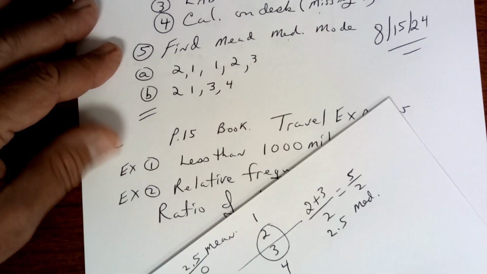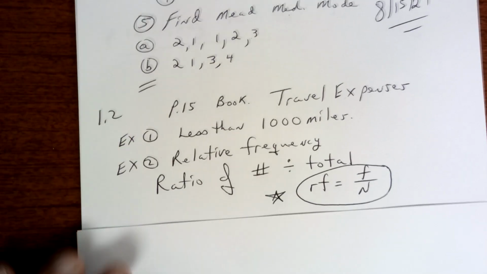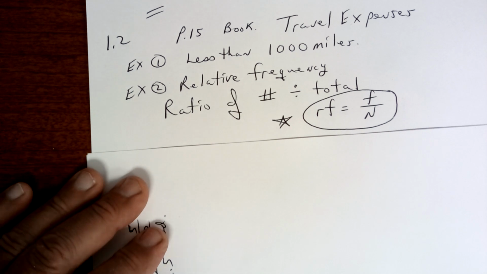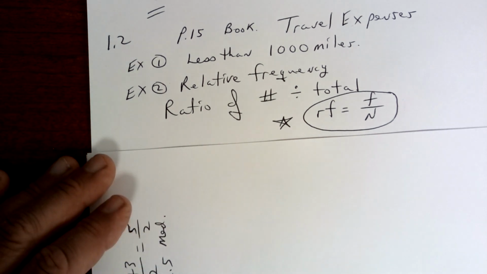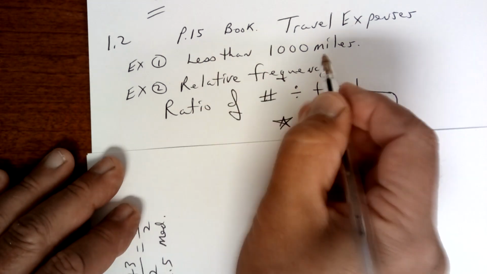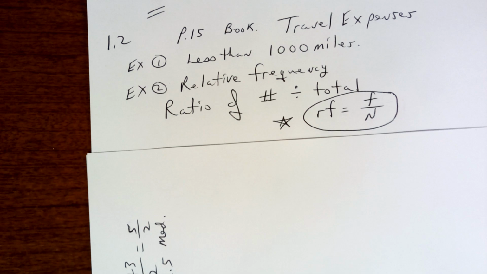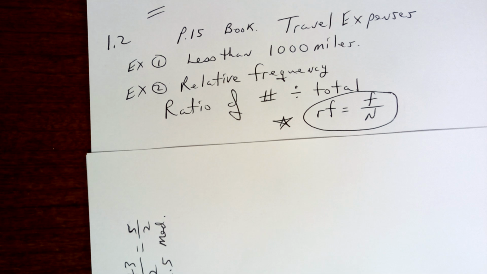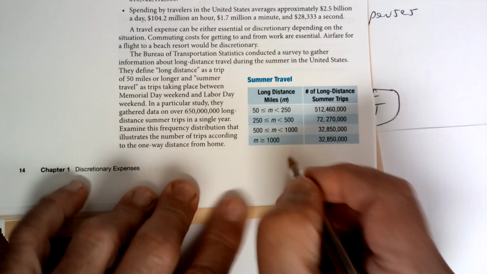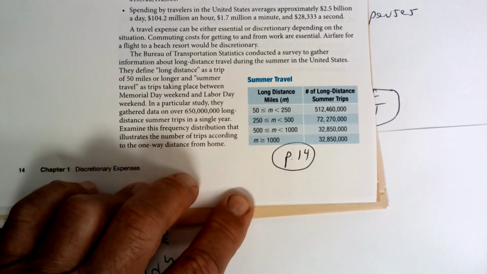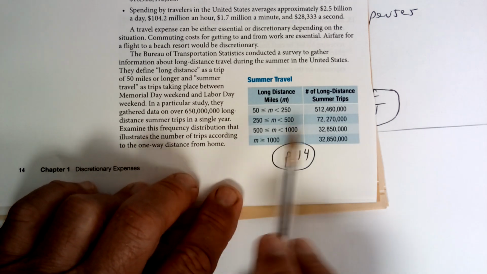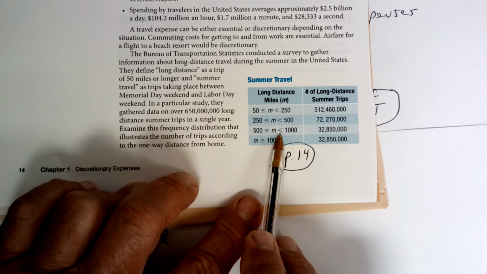Let's talk about today's work. Open up a book to page 15. And we're going to talk about travel expenses. Okay? And this one, example 1, on page 15 says less than 1,000 miles. So look up here. I'm on page 14 actually for the chart. So less than 1,000 miles. See how this one doesn't have a little equal sign? So that is less than.